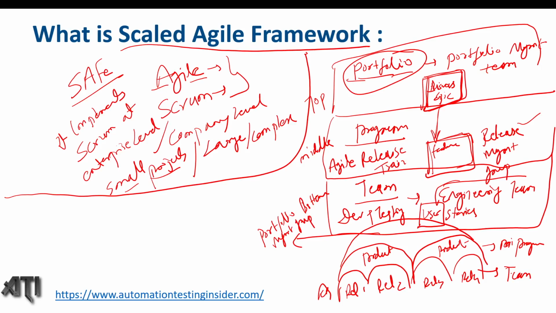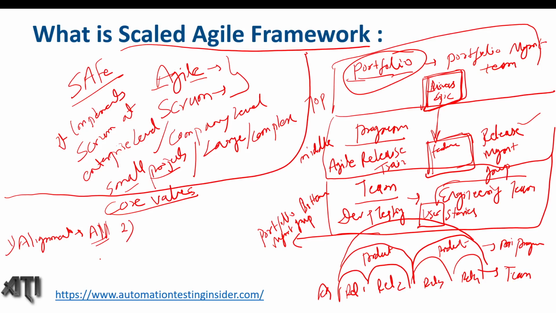Now we have some core values in the Scaled Agile framework. So what are those core values? The first one is alignment. What do you mean by alignment? We need to understand the current state of the business, plan for the upcoming projects, and set the goal in this alignment. All the levels should be aligned to whatever goal is set for the company. So all the levels, top level, middle level, and bottom level, should be aligned to the core values of the Scaled Agile framework. So that is the first point.